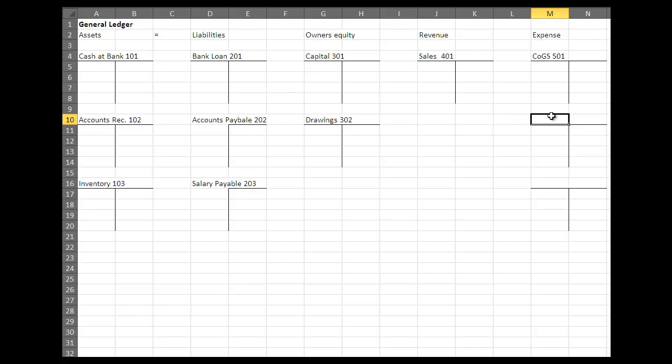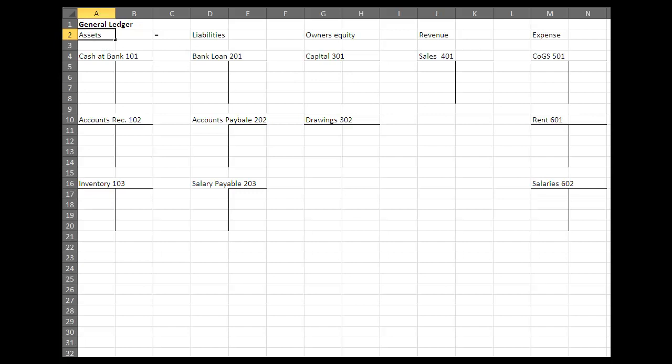And then we have rent 601 and salaries 602. So that's one way we've got these set up. So assets equals liabilities plus owner's equity, and owner's equity is the capital account minus any drawings plus revenue less expenses. So we look, what's the normal balance of these accounts?